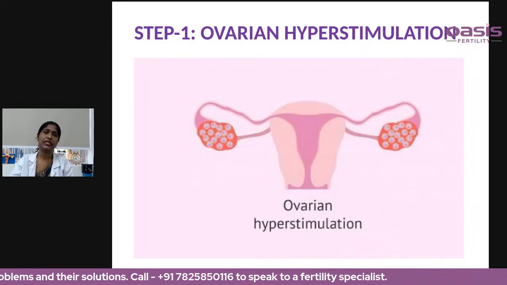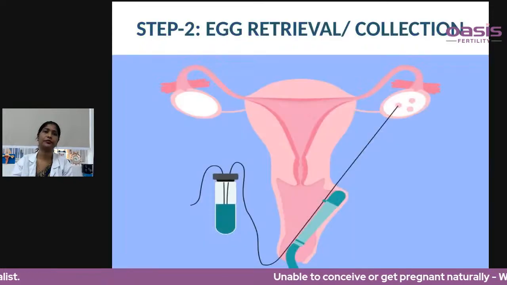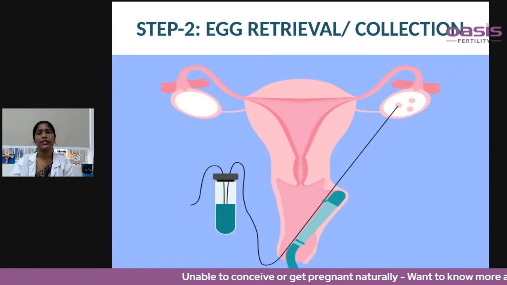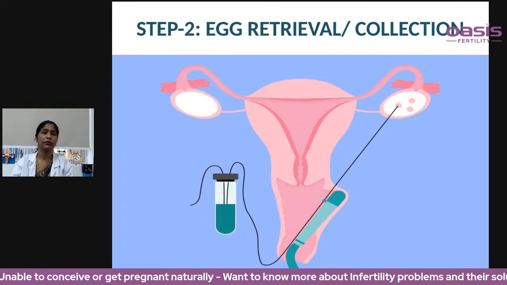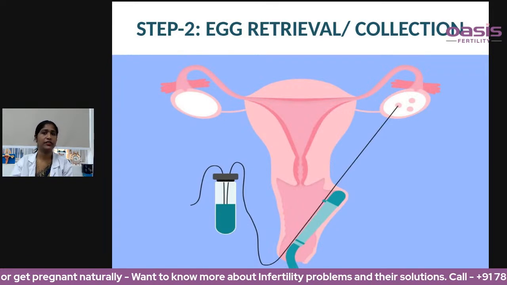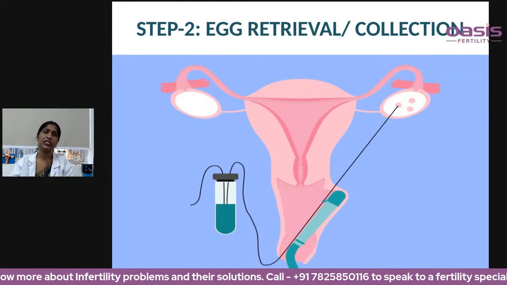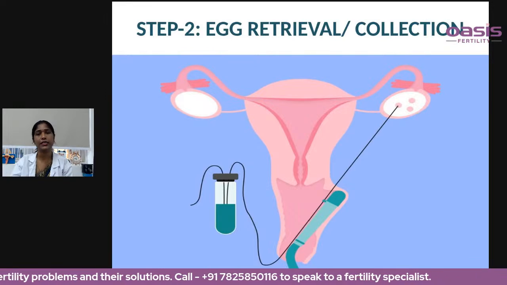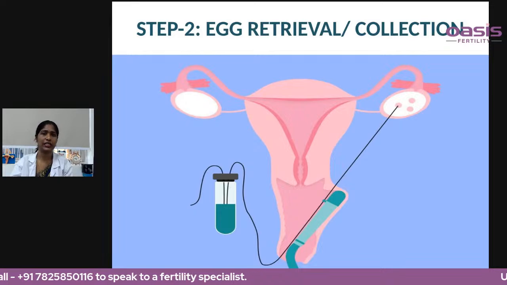During the course of these injections, 2 to 3 scans are done to assess if the right dose is being given and if she is responding or not, or if any titration is required. Once the follicles reach a particular size, the next step is that we collect the eggs. But before that, a trigger injection is given, which is the final injection of an IVF cycle. 34 to 36 hours after this trigger injection, we do the procedure called egg retrieval or egg collection. This procedure is done under general anesthesia.